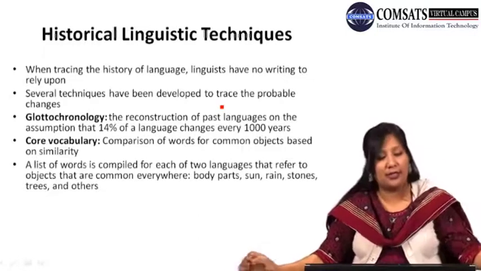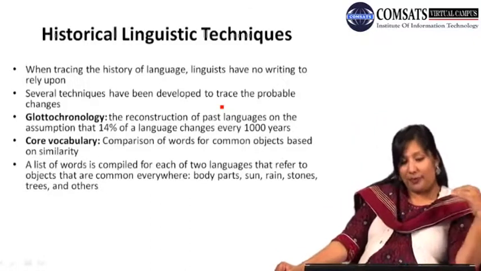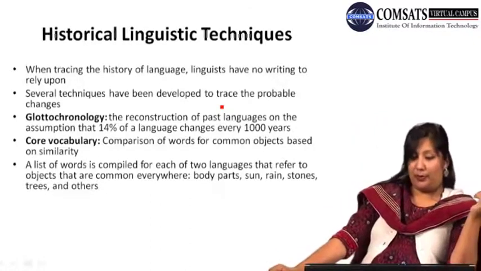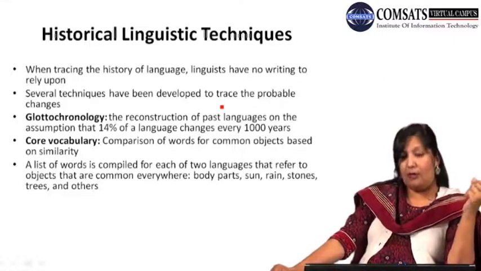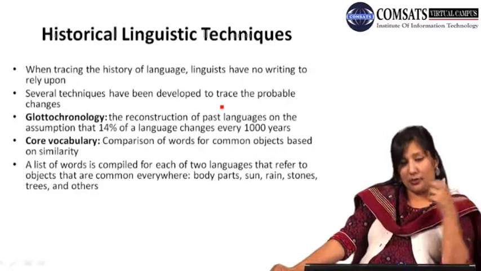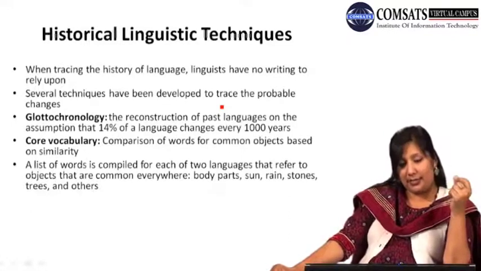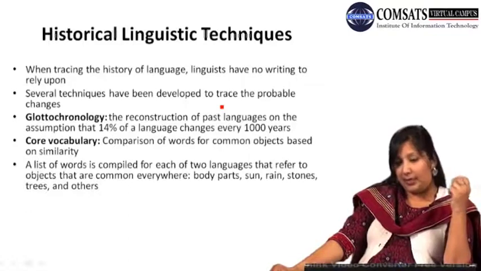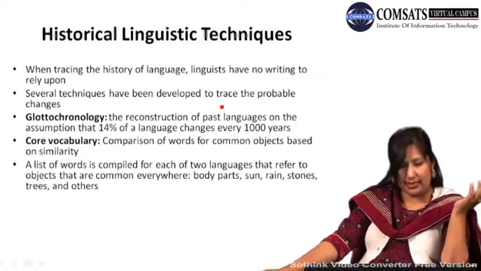A list of words is compiled for each of the two languages that refer to the objects that are common everywhere: body parts, sun, rain, stones, trees, and things like that.